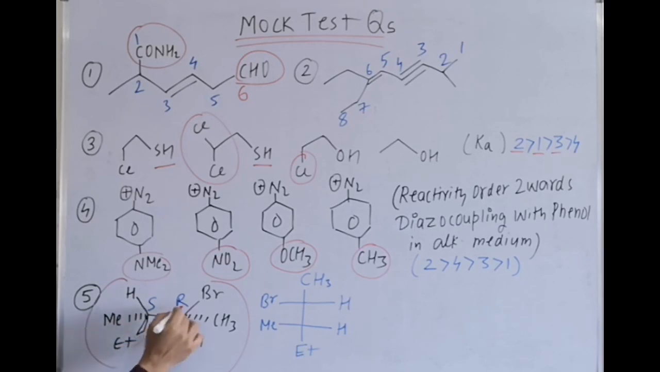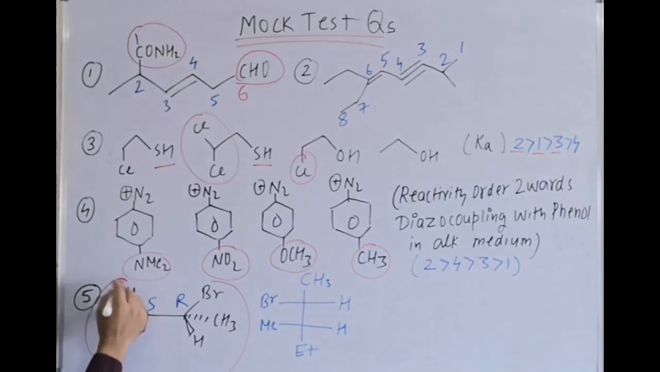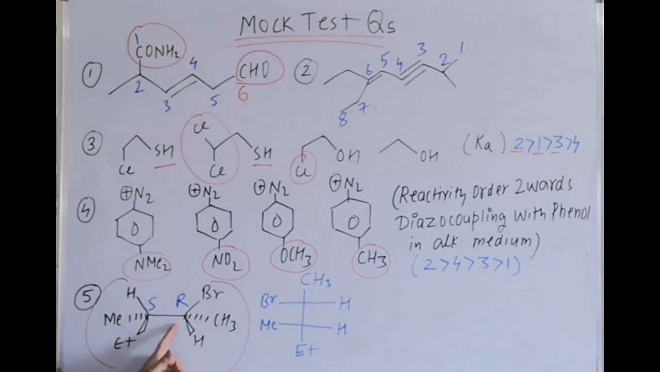So when you give the numbering, first numbering will be for that group. This group comes first, ethyl becomes second, methyl becomes third, and it becomes fourth. When you find RS, the left carbon will be S, the right carbon will be R.